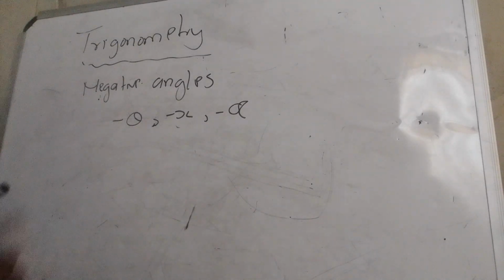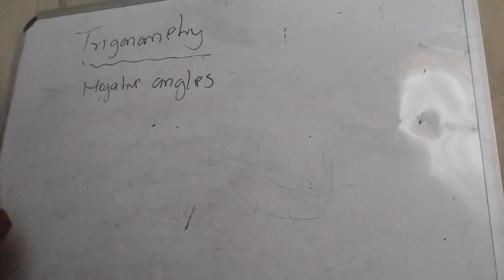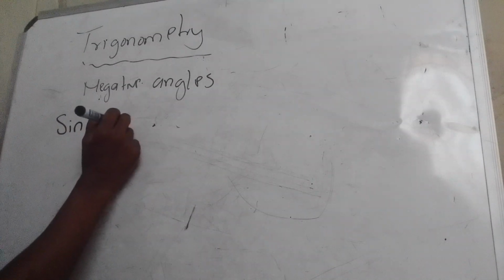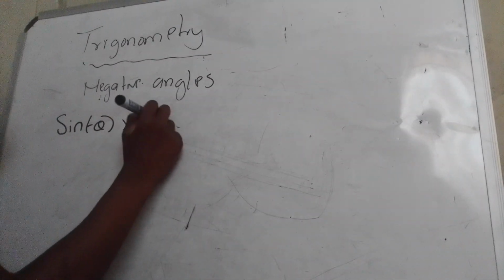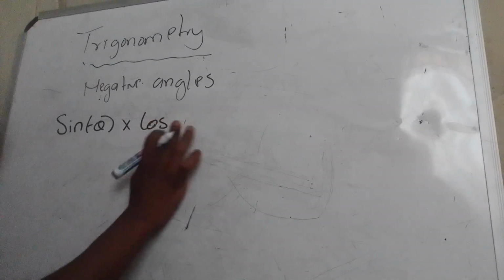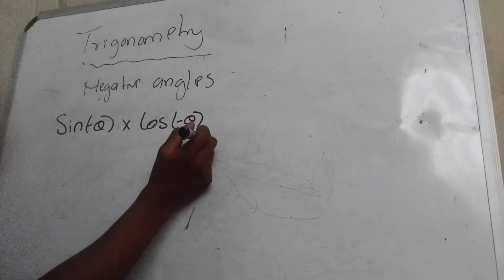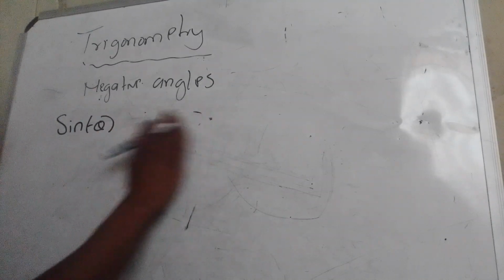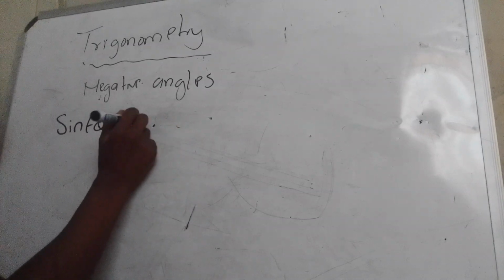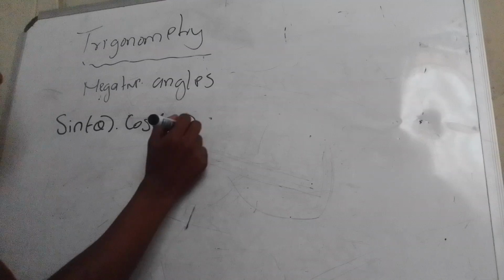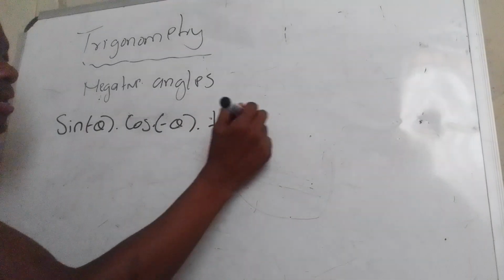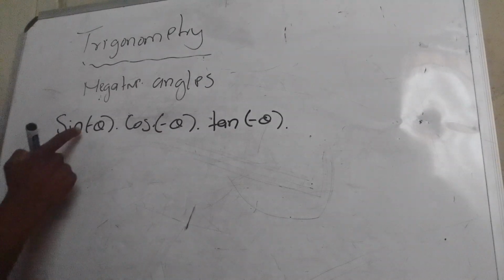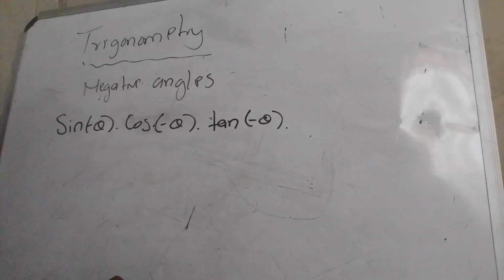For example, let me take sine of a negative angle times cos of a negative angle times tan with a negative angle. Those are the negative angles I'm talking about, where our thetas are negative.